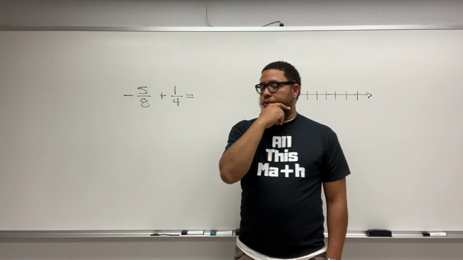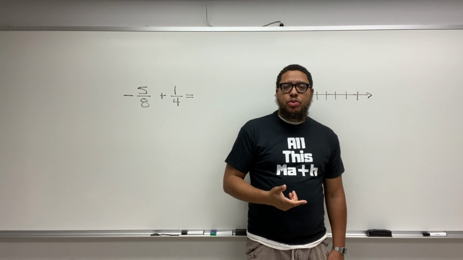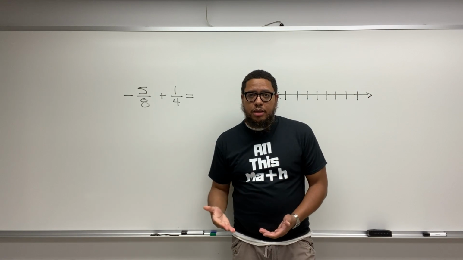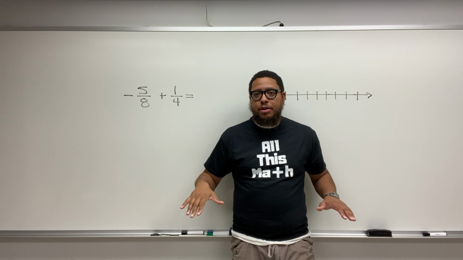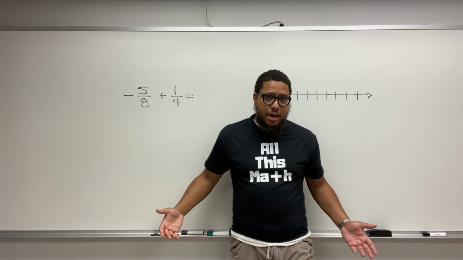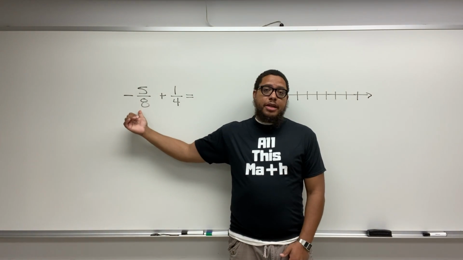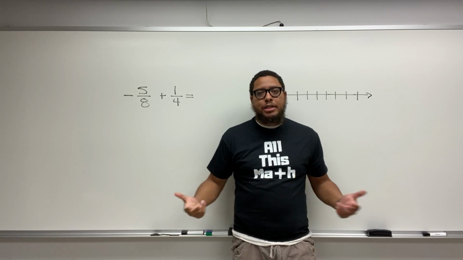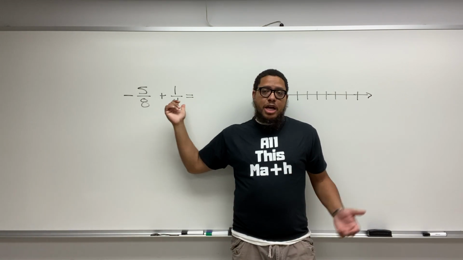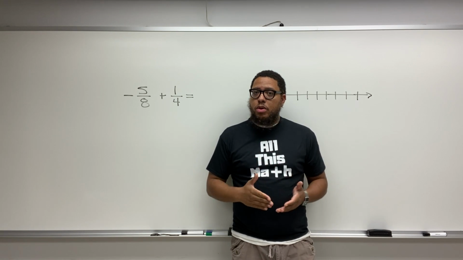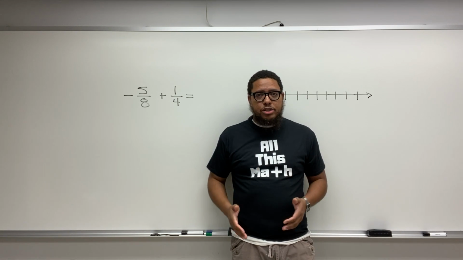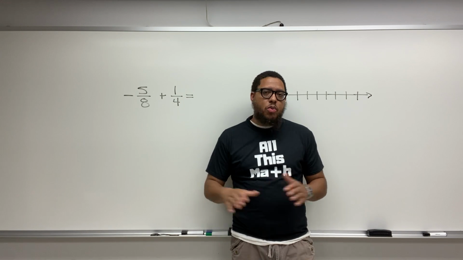Now let me tell you this too. Sometimes what people do is they don't find the LCD, they just find what we call the CD. The CD is just a common denominator. The way you find a common denominator is by looking at the denominators and multiplying them by each other. So just doing 8 times 4. And if you know your multiplication facts, which you really need to know in order to be able to add or subtract fractions, you've got to know your multiplication facts. There's no way around it.